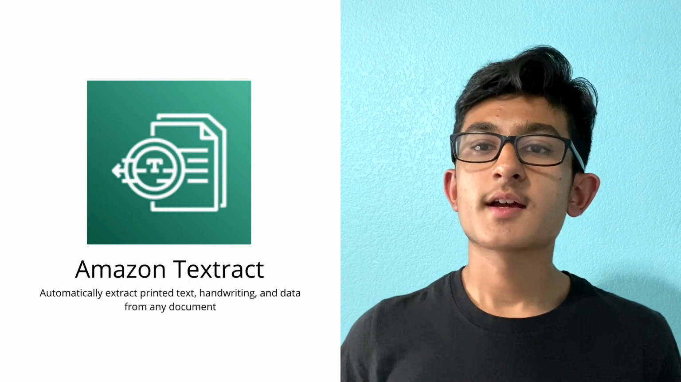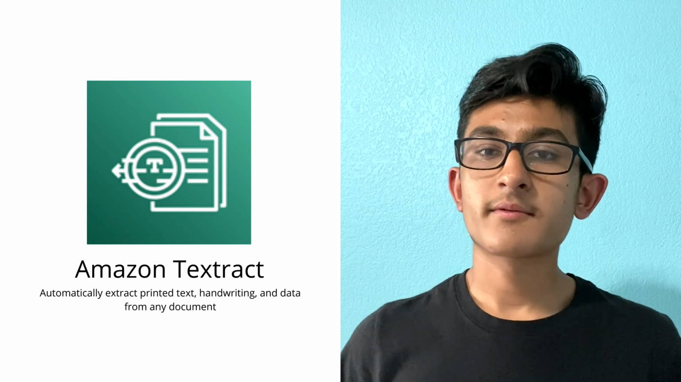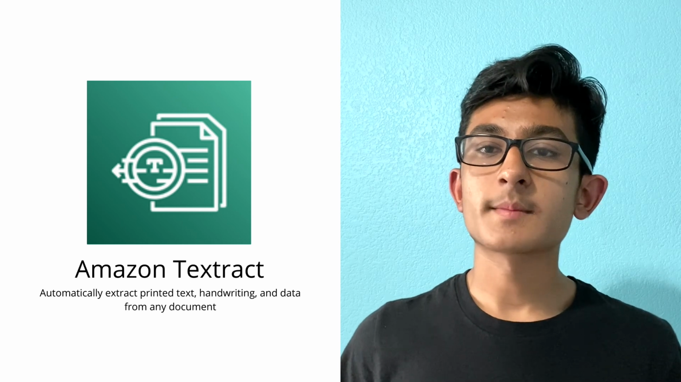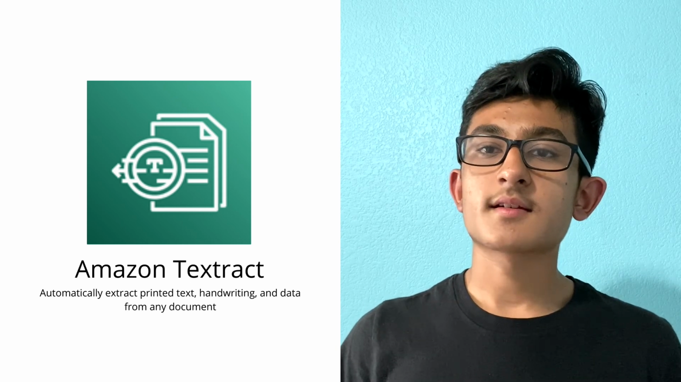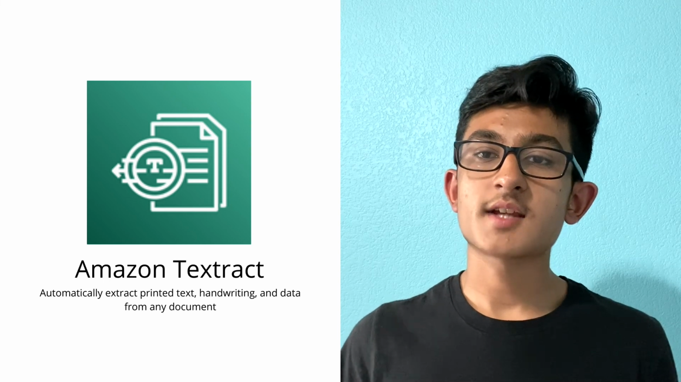Next up, we've got Amazon Textract. Textract takes any written document, from as simple as a note to a friend or as complex as a federal tax form, and can extract the text from it. It also works for images and tables in the document.